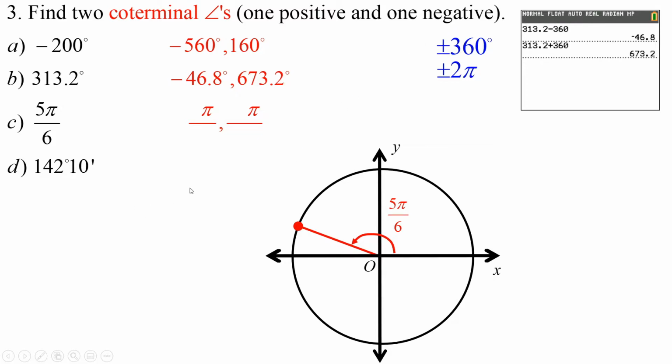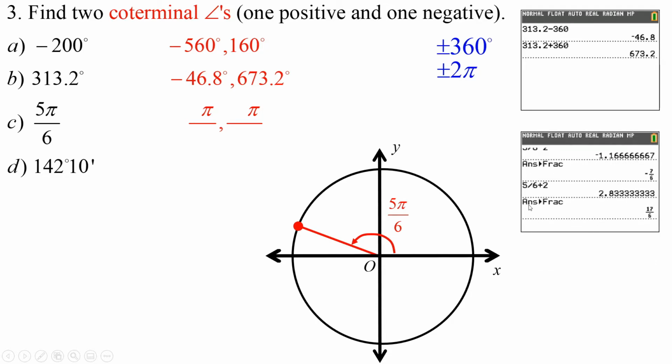All right, so if I go 5 pi over 6 minus 2 pi, let's take the pi's out of the mix and go 5 over 6 minus 2. Well, that would be 5 over 6 minus 12 over 6, and that's negative 7 over 6. Check it out. I did it on the calculator too right there. Negative 7 over 6, so negative 7 pi over 6.